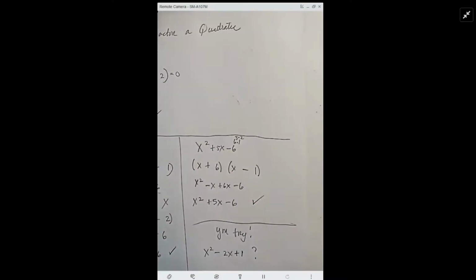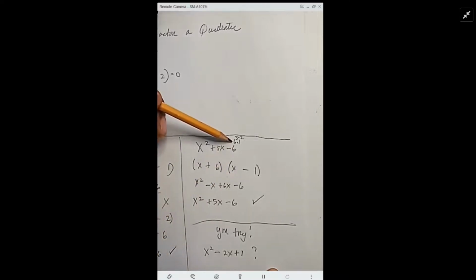Let's look at the same problem. In this case, we have a negative 6. Okay, so now we have x squared plus 5x minus 6. Two sets of parentheses automatically. Now, the only way I can get x squared is x times x. I'm going to break this guy down.